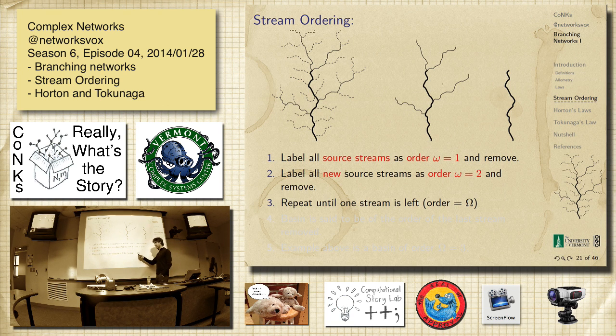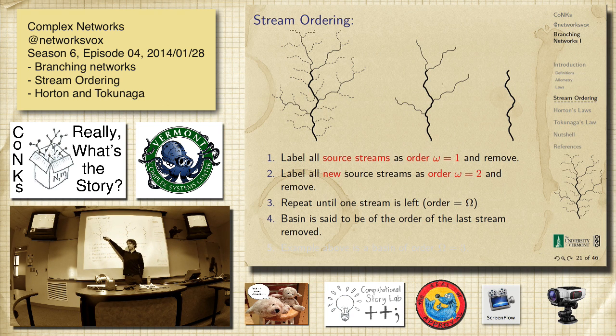And the last one we'll call big omega, and then we'll say the whole thing is of order omega. So this is an order omega equals 3. This basin is of order 3. That's an order 1 stream, that's an order 2 stream, that's an order 3 stream, and the whole thing is an order 3. Okay, cool.